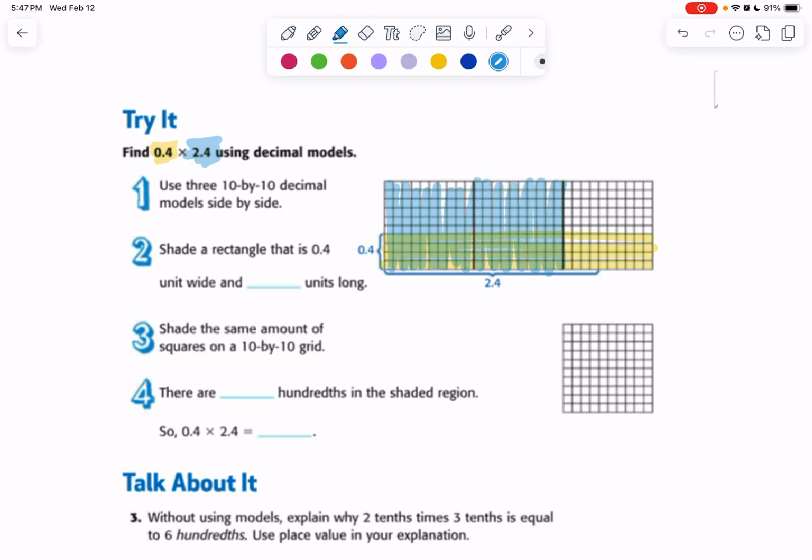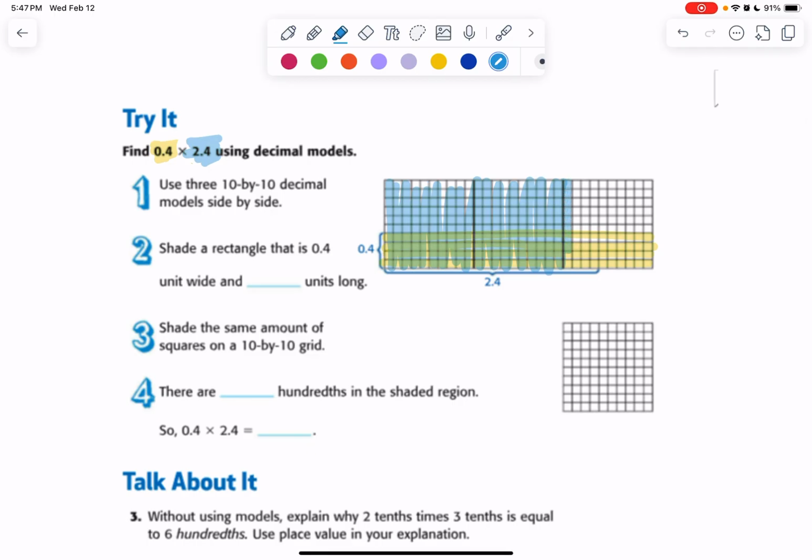Okay, so 2 4/10. So I need 4/10 more. 10, 20, 30, 40. Okay, so now we need to figure out what we colored of this region right here.